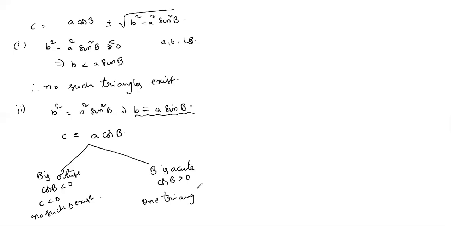So in this case, one triangle exists, and by using C equals A cos B, we will get the C value. Next, the last case. Suppose the discriminant is greater than 0, which means B is greater than A sin B. Then C equals A cos B plus or minus root over B square minus A square sin square B.